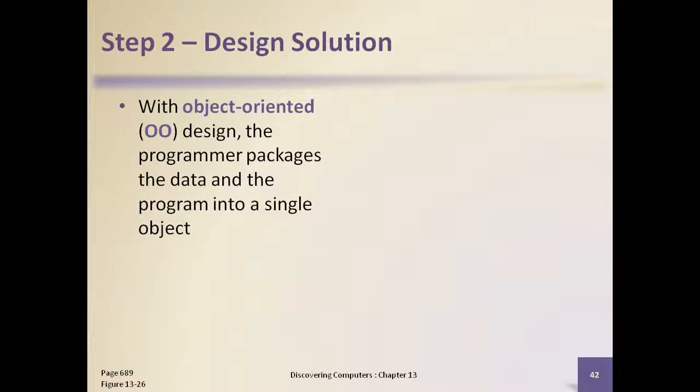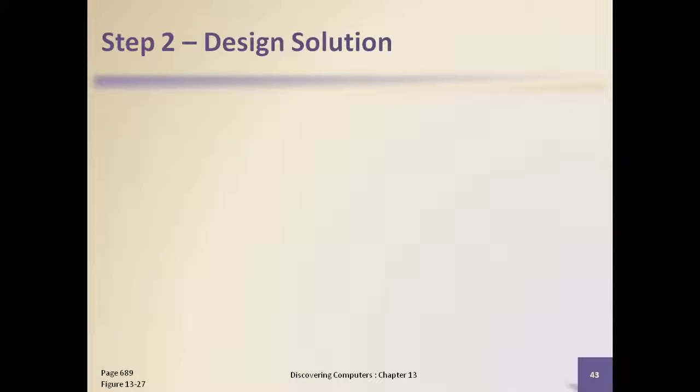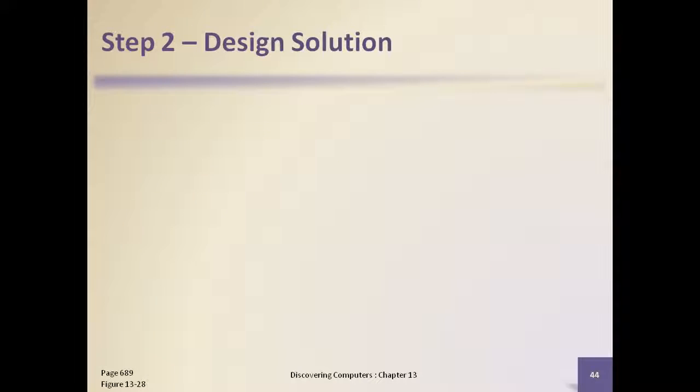With object-oriented design, the programmer packages the data and the program into a single object and considers the behavior and features. The sequence control structure shows one or more actions following each other in order: action 1, action 2, action 3.